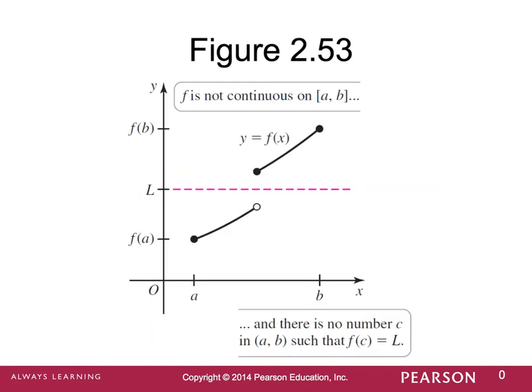Looking at a function that's not continuous on a to b, because we have this break, this jump, we see that some value L that's in between f of a and f of b does not have a c value at which our function is equal to L at that c, and that is because our function is not continuous.